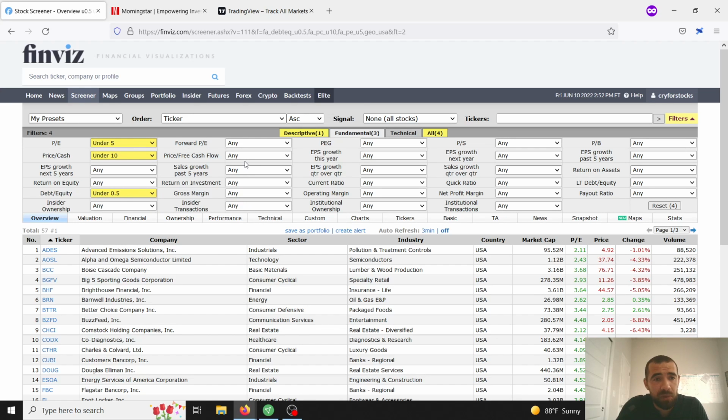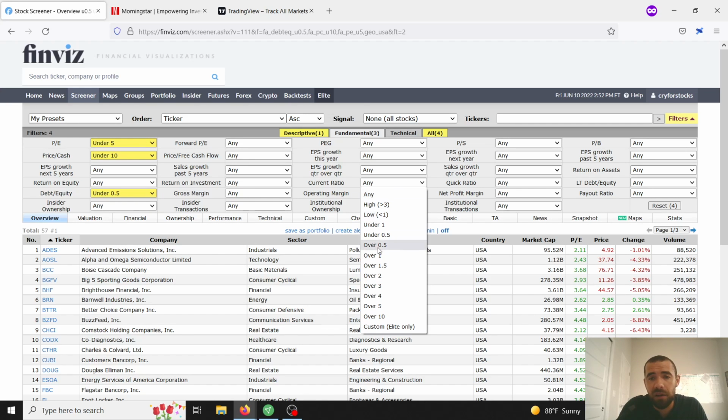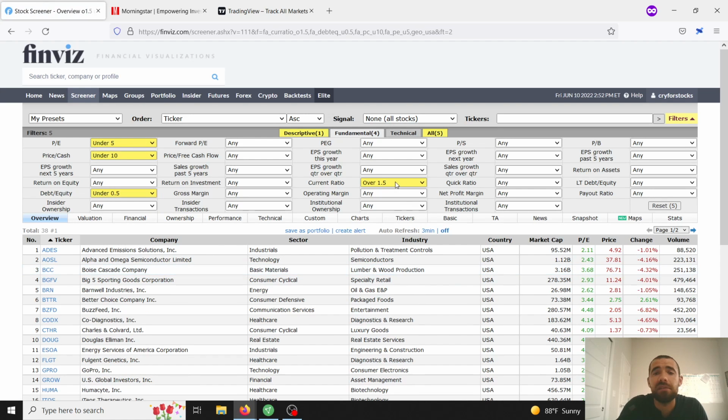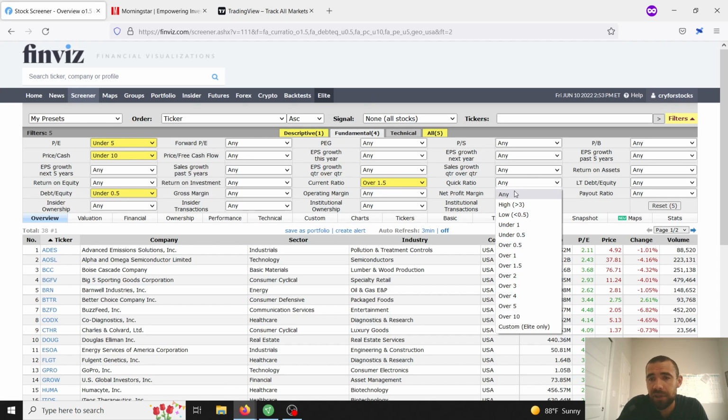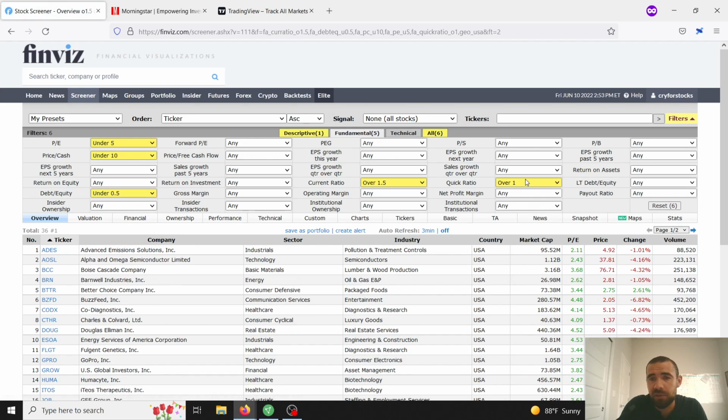Let's move to the next one. We'll have the current ratio right here, and I prefer to have the current ratio over 1.5. We don't want to miss maybe some good opportunities. The higher is better, but when it's very high, it's very questionable. So let's move to the quick ratio right here and set it over 1 to make sure that the company can meet its liabilities if needed.